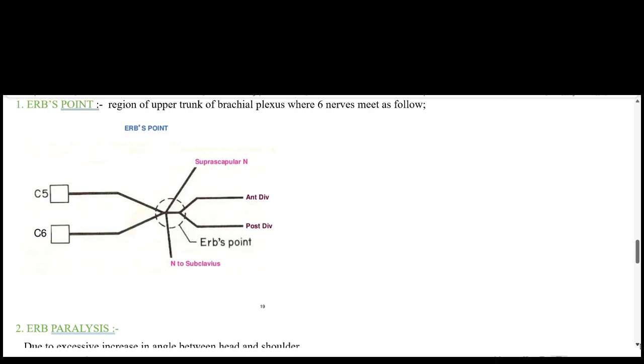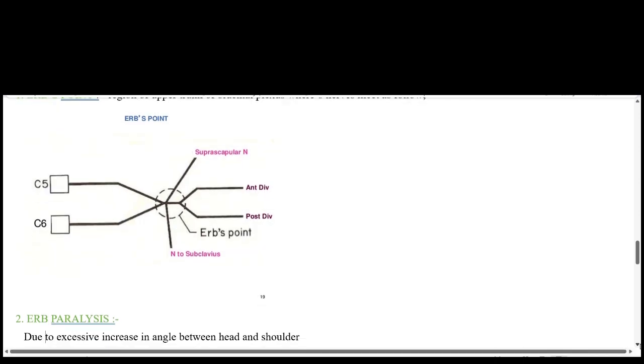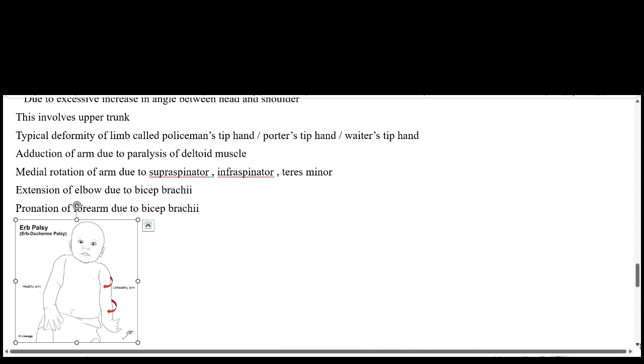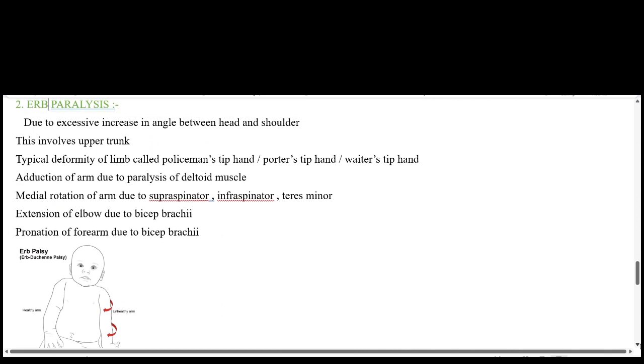Very important question it is. Next we will move to the Erb's paralysis and Klumpke's paralysis. First we will see the Erb's paralysis. Erb's paralysis can be due to excessive increase in the angle between our head and our shoulder. It basically involves the upper trunk.